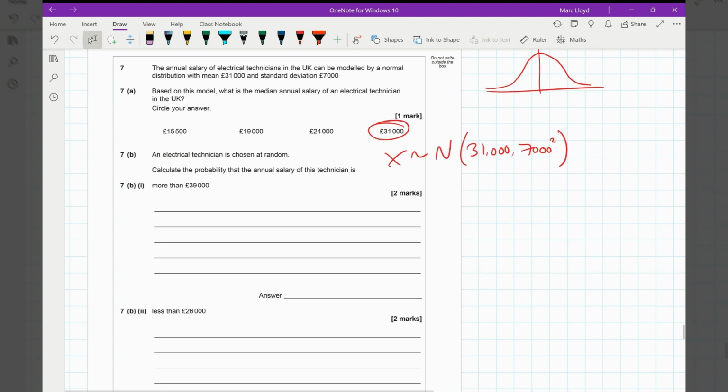Okay, an electrician is chosen at random. Calculate the probability that the annual salary of this technician is more than 39,000. So P of X being greater than 39,000. So I've worked through this already. I'm going to go back to my calculator.